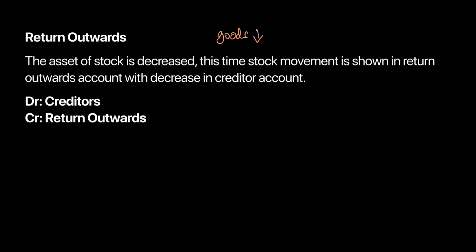Return outwards, by the way, is also known as purchases return, something you guys should be used to. So I can say stock of goods is going down. So return outwards or purchase return should be credit since our stock is going down. But now, as a result, since you're returning some goods to your supplier, your liability towards trade payables will also decrease. You will have to pay less. So I can say creditors or my trade payables, as we call it, should be debit since our liability goes down. In this case, your liability is decreasing.